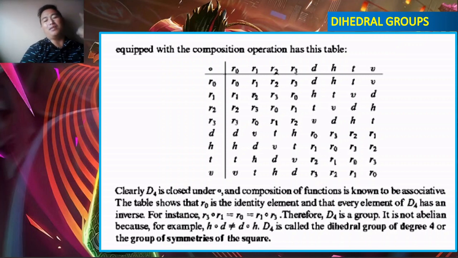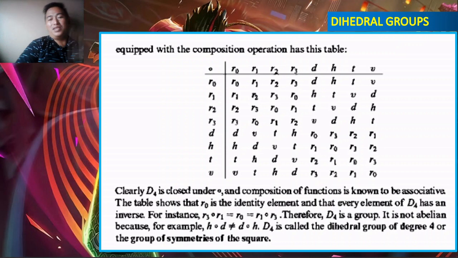Not just abelian. Abelian means the order can be swapped, right? If the two are equal, then the group is abelian. So, D4 is called the dihedral group of degree 4, or the group of symmetries of the square. So D4 is our dihedral group of degree 4.